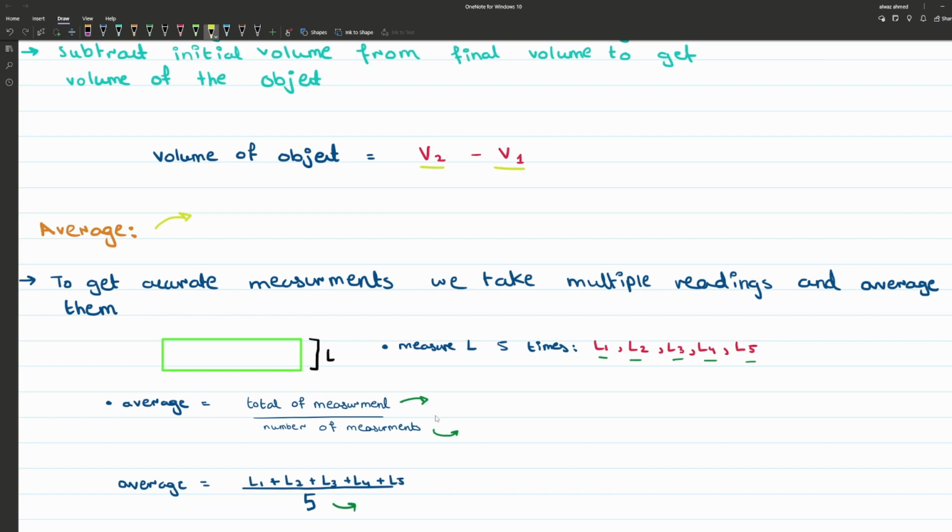So for example, in this example we want to take out the width of this rectangle. We take 5 readings for the width L and then we average them. We average them by adding all the readings together and dividing by the number of readings. So we'll do L1 plus L2 plus L3 plus L4 plus L5 divided by 5, which is the total number of readings.